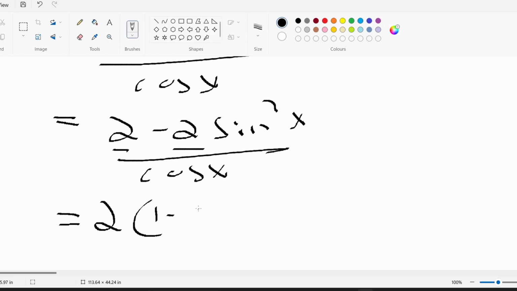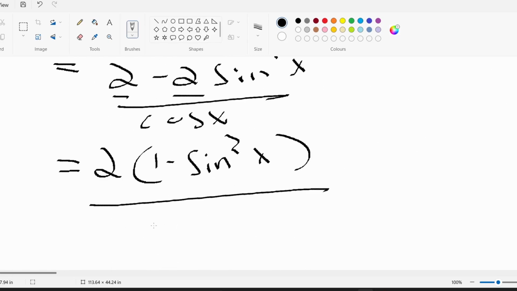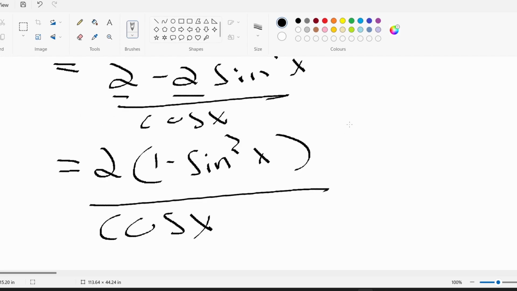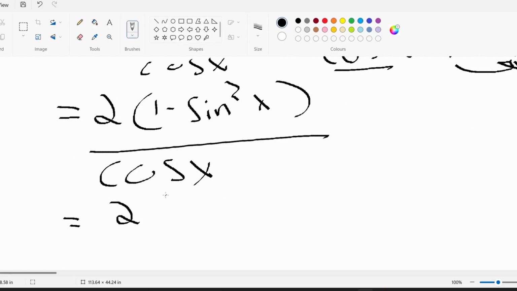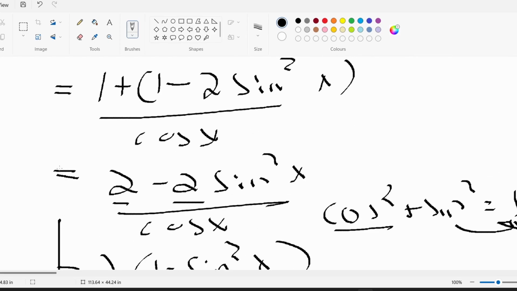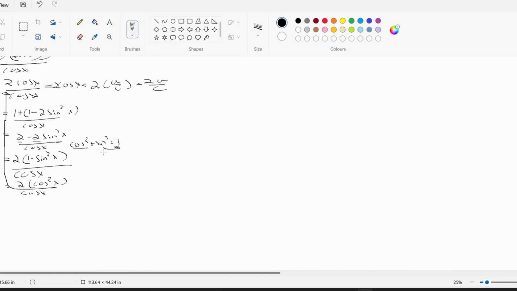Again, the more you do, the more you'll see this, the more you get used to it. If you're confused, the first way is probably the most realistic, but this is another way of doing it. Over cos x, and using your formula sheet, you know that cos squared plus sine squared equals 1, so 1 minus sine squared equals cos squared. Substitute that in, giving cos squared x over cos x, and you get this one right here. So that's how you do this one.